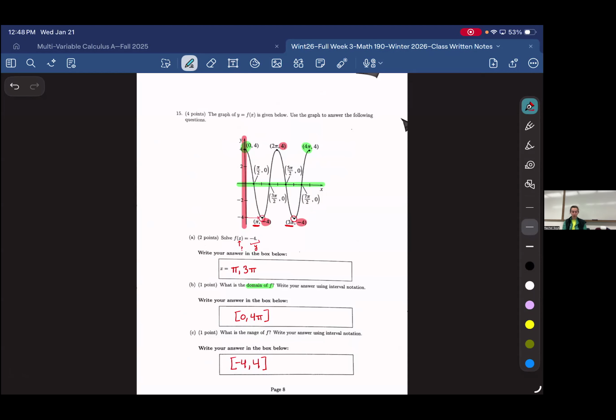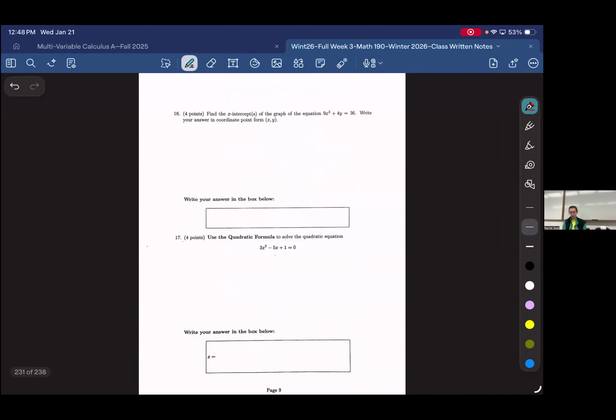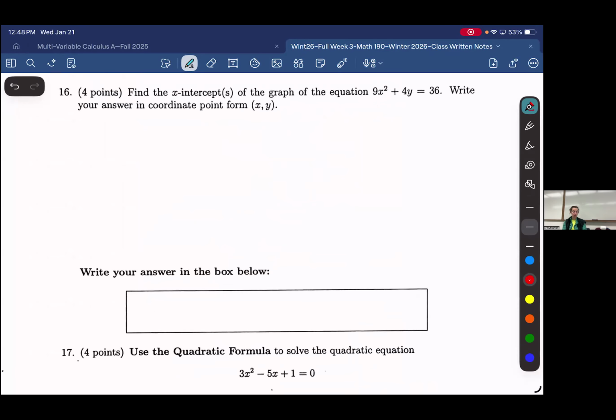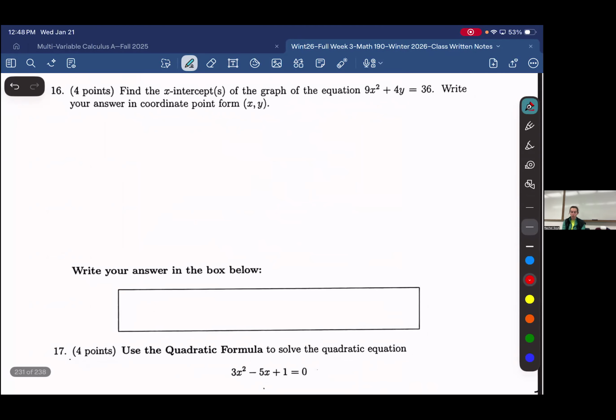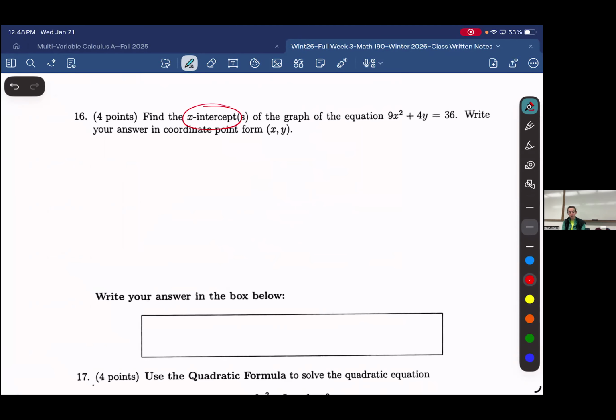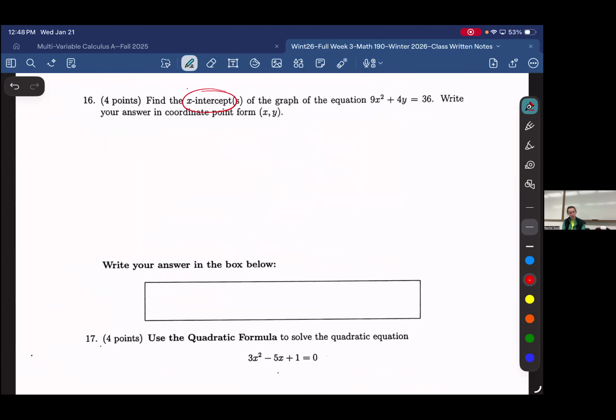So now we're going to move to page 9, where we're looking at question 16. We're asked to find the x-intercepts of the graph of this equation, and then we want to write our answer in coordinate point form. So we know the definition of y-intercept is when x equals 0. What's the definition of x-intercept? Yeah, when y equals 0.